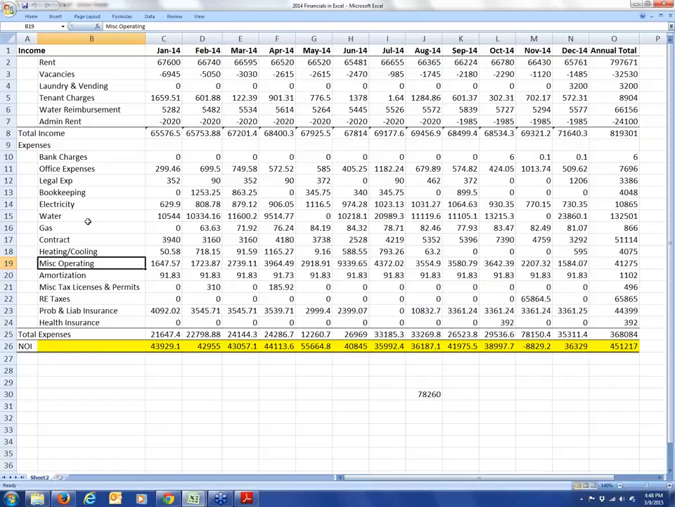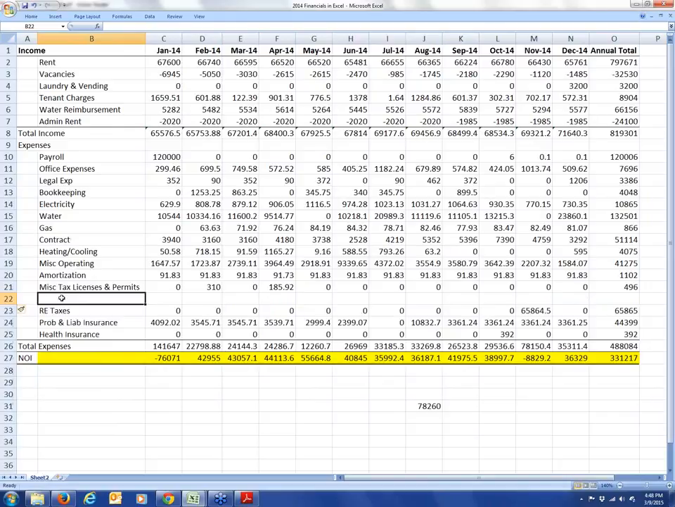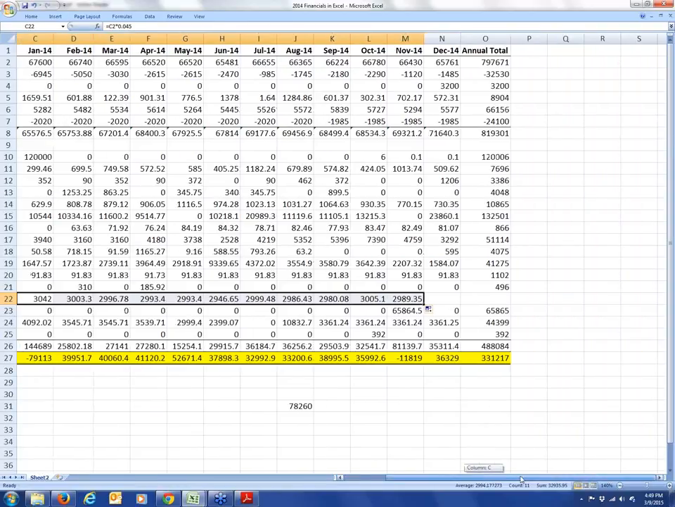So if we're looking at $1,000 per unit per year, let's say, this is the payroll. $1,000, that's $120,000. Okay, and then let's insert a line here. If we said payroll, property management, then this is going to equal, we'll do the total income. Now let's do it on the rent, times 0.045, we'll say. And then we'll just take this and scroll this right over. And let's see what that does here.